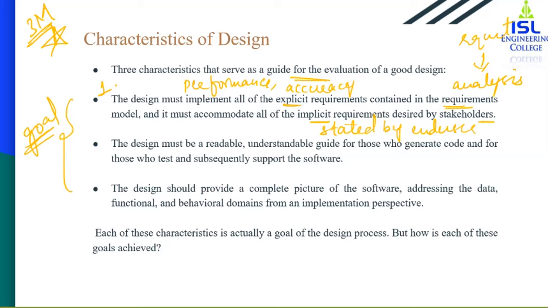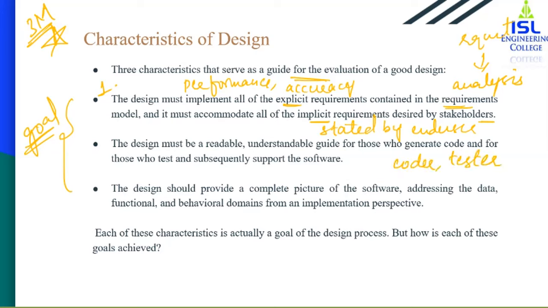That is the one that was stated by the end user and by the stakeholder. So it should have 2 types of requirements implemented, that is the implicit requirements and the explicit requirements. The next is the design should be a readable, understandable guide for those who generate code and for those who are going to test. That is, you're going to have the coders and the testers.